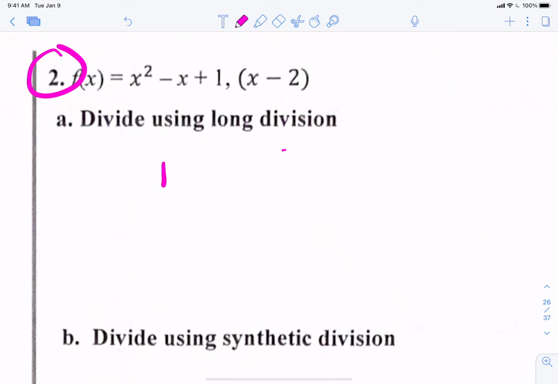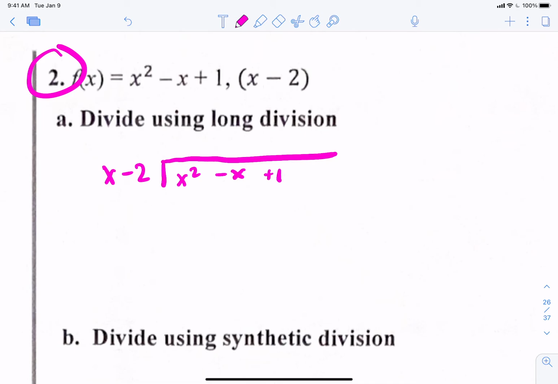Long division looks like this. X minus 2 goes on the outside. X squared minus x plus 1. This is taking us back, right? Long division. So if we're solving it by synthetic division, why do we have to solve it by long division? Because they want us to do both, just to practice doing both. Divide using long division. So here we go. We're set up, ready to go.